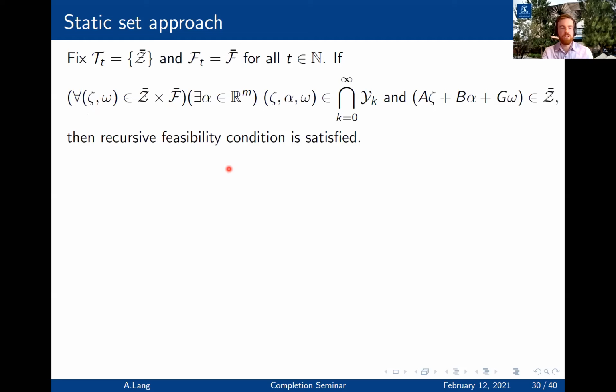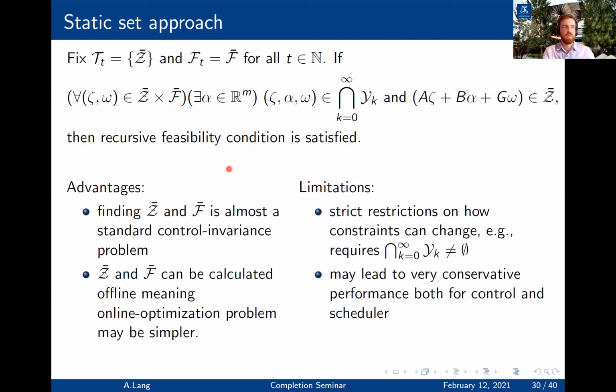Now this has several advantages and limitations. The main advantage is that this is almost a standard control invariance problem. So it's known how you might construct such sets. And because we're not allowing them to be adjusted online anymore, these sets can be calculated offline, which leads to a simpler online optimization problem.